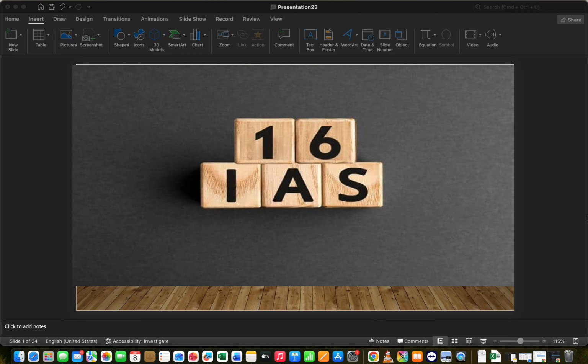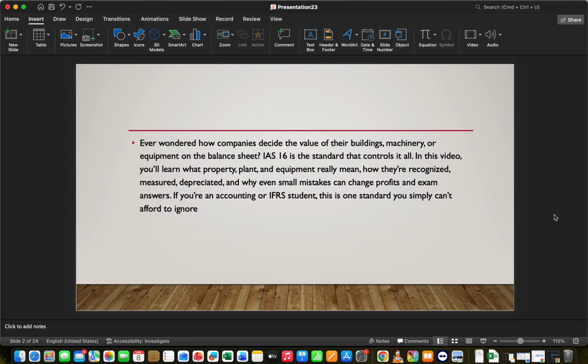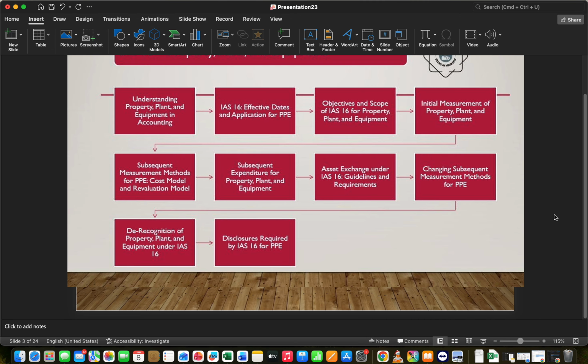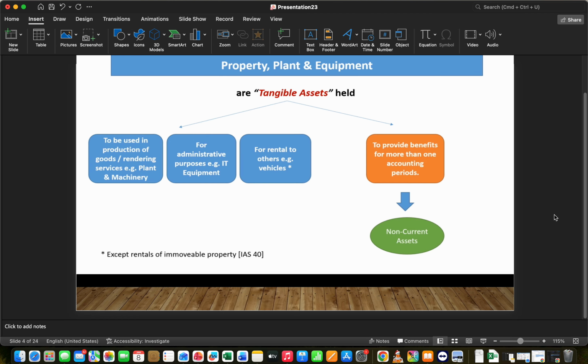So, in this standard, we are going to learn about its objectives, scope, its initial recognition, subsequent recognition, and its derecognition and disclosure, etc. So, what does property, plant, and equipment mean? Property, plant, and equipment are tangible assets that are held to be used in the production of goods or rendering of services, for example, plant and machinery, or for administrative purposes, for example, IT equipment, or for rental to others, for example, vehicles.